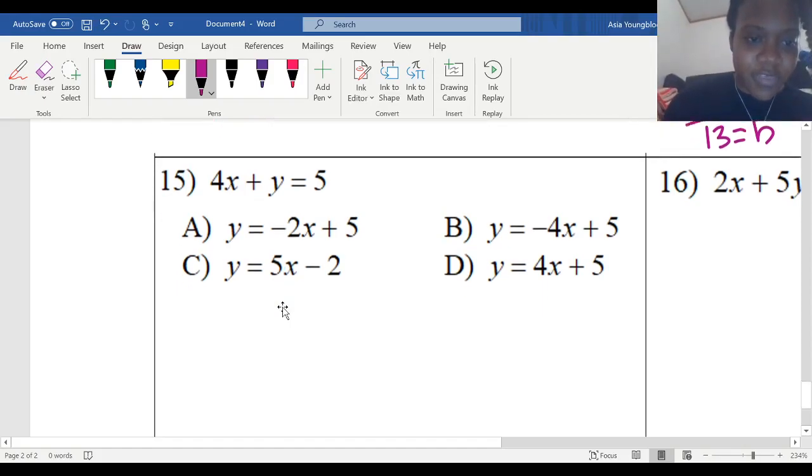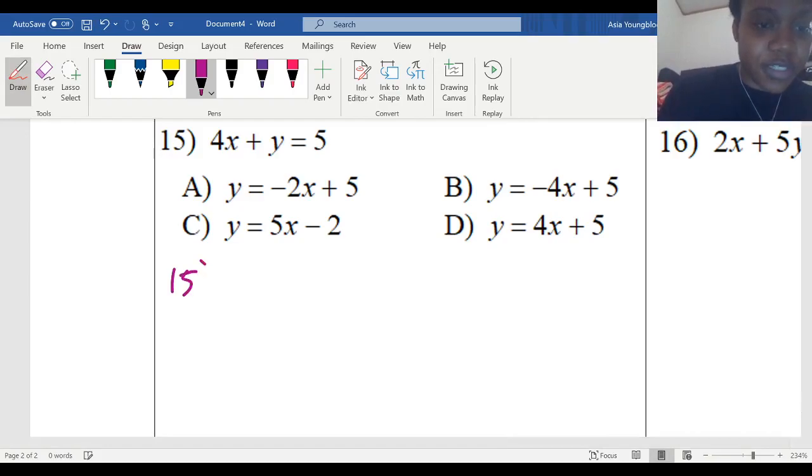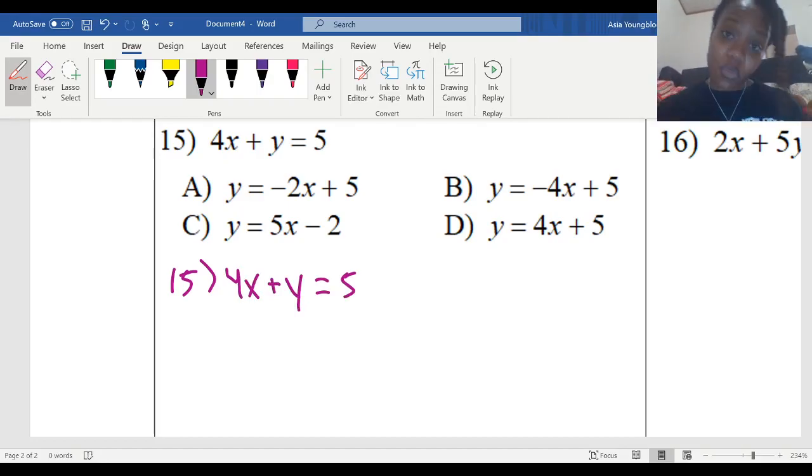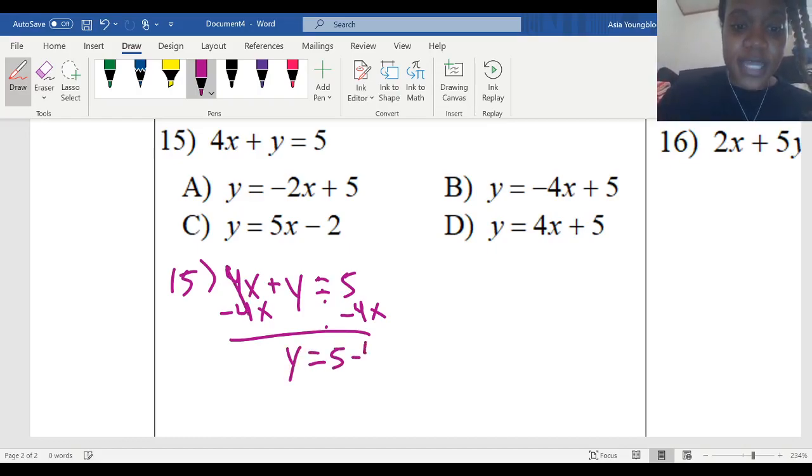Again, let's go ahead and rewrite that so that we have some space. So on your paper, you do need to rewrite this problem. So 15, you're going to write 4x plus y equals 5. And to isolate y or get y by itself, we want to move this x term. In order to move this whole term, we need to subtract it from both sides. So we're going to do minus 4x on the left side and minus 4x on the right side of the equal sign. On the left side, 4x minus 4x cancels, it's 0. So we have y equals 5 minus 4x.